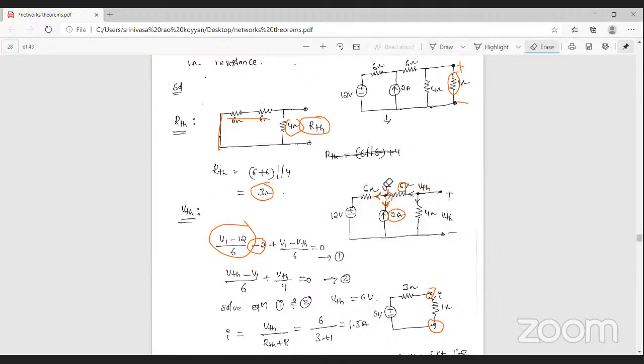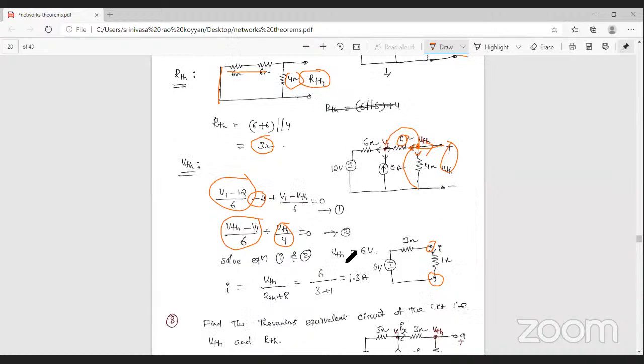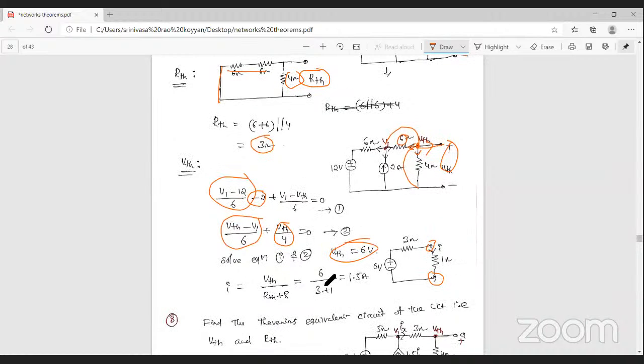Next, apply KCL at the second node, that is the Thevenin's node. Let us assume all currents are leaving. (VTH minus V1) by 6 ohm resistance. Next, this current, VTH minus ground voltage 0, (VTH minus 0) by 4. There is no current passing through this path. Why? Because here is an open circuit, that's why it is equal to 0, that is equation number 2. Solve equations 1 and 2, then you get the Thevenin's voltage VTH is equal to 6 volts.